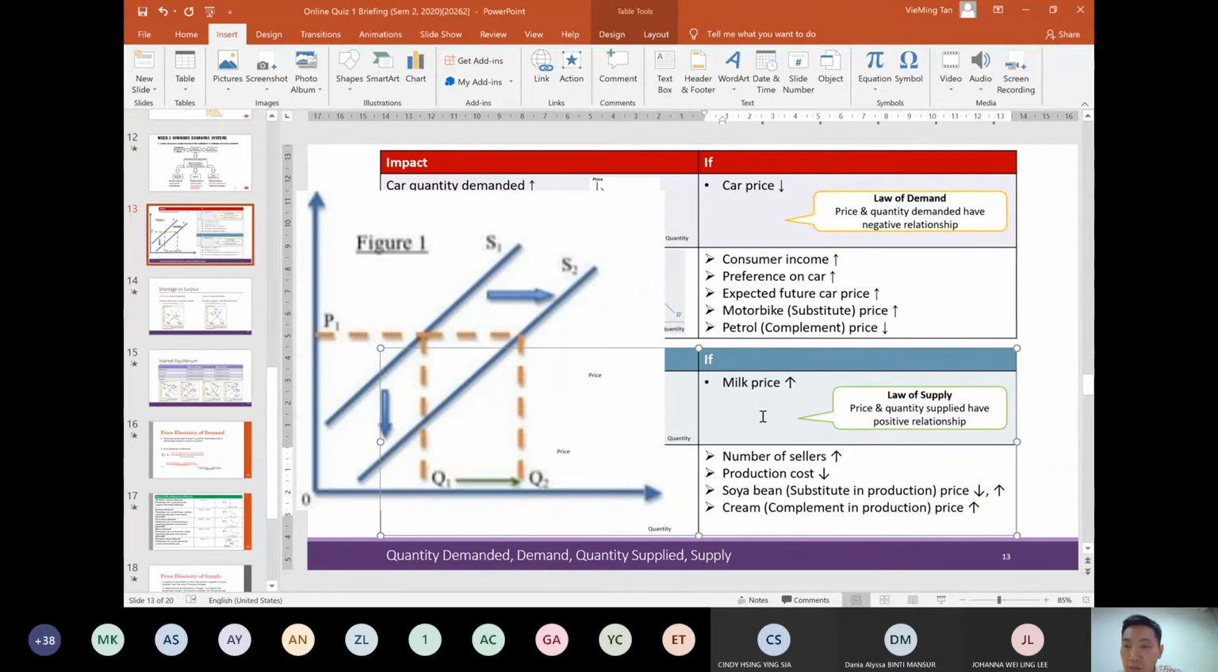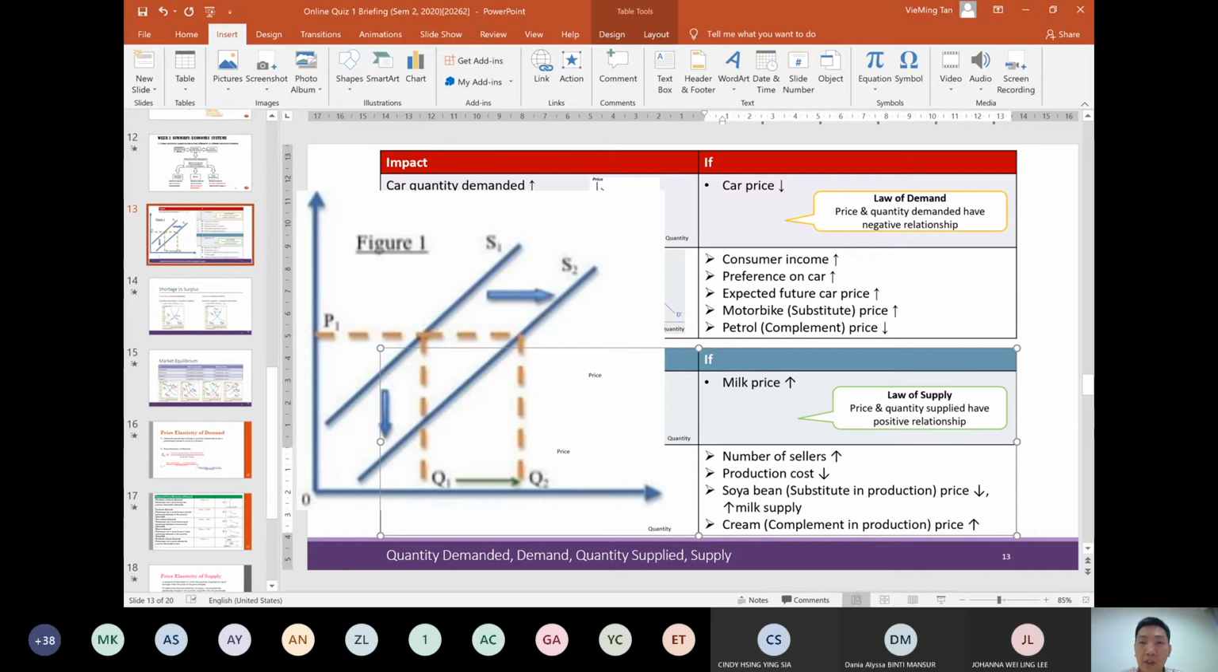So if that's the case, this will increase milk supply. So when the milk supply is increasing, this will shift the supply curve to the right.